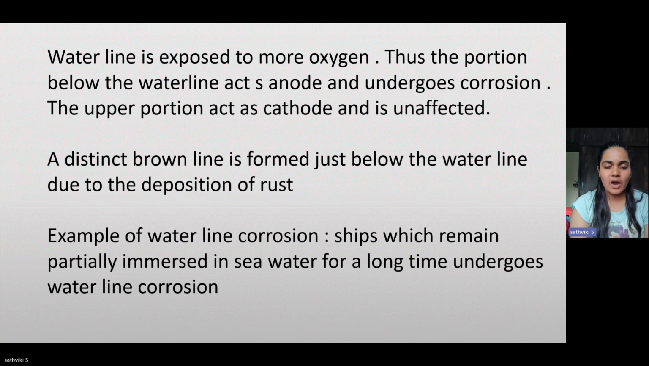A distinct brown line is formed just below the waterline due to the dispersion of rust. Example of waterline corrosion: a ship which remains partially immersed in seawater for a long time undergoes waterline corrosion.